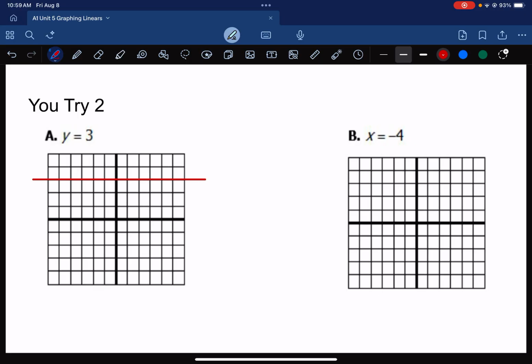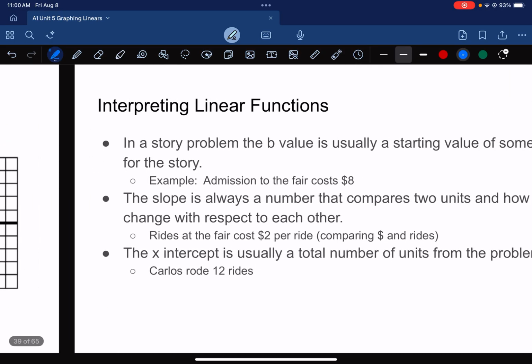Well, here's y equals 3. And here's x equals -4. Just that easy. Just got to remember which is which, okay?